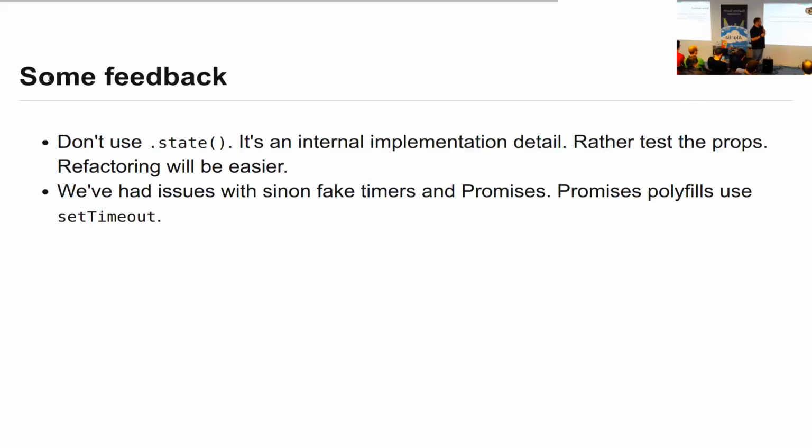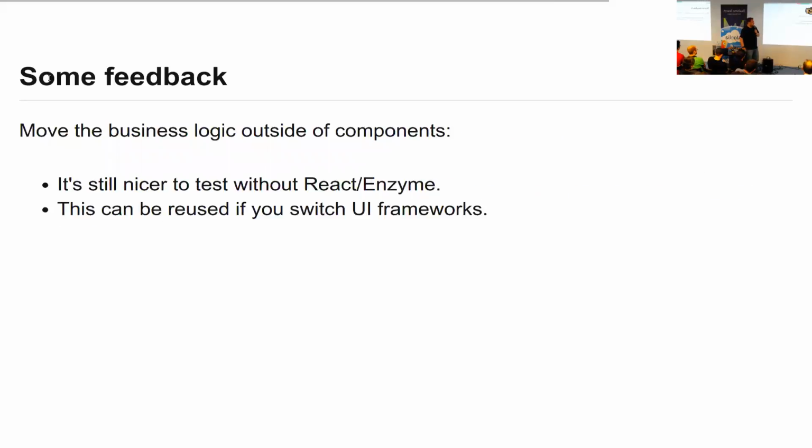We also have issues with Sinon fake timers and promises because most of the promise polyfills use setTimeout, and I think they have to, so probably all of them. And that conflicts with the fake timers because fake timers in Sinon are overriding setTimeout. I don't think we've actually solved that problem. But it created failing tests that we didn't understand, so we just didn't test this, which is not a good thing.